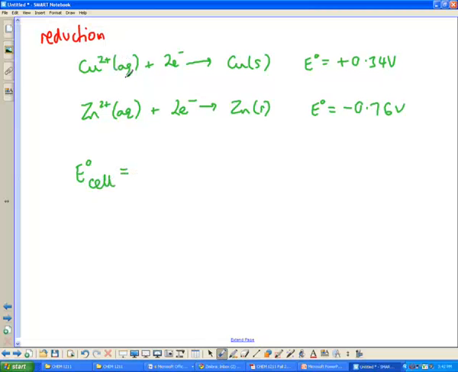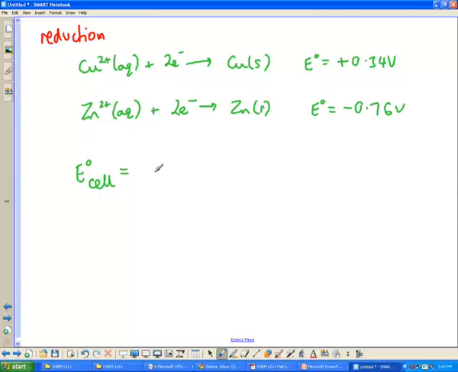The question is, which one is going to be my oxidation? Well, as written, neither. So I have to flip one of these. Now, from what we've seen before, when you flip a reaction you also flip the sign, and that's absolutely true here. So the question then becomes, out of these two reduction potentials, which one do I flip?